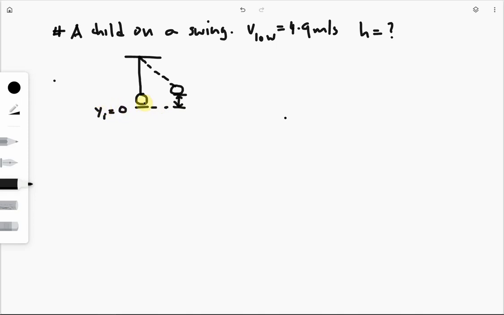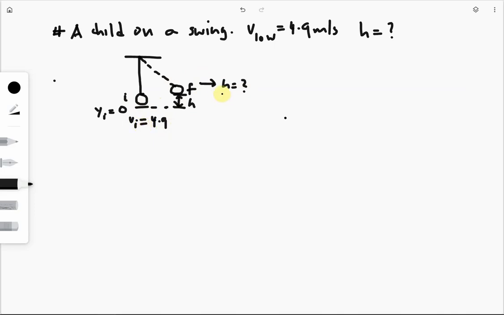All right, this is y equals 0, and this height, let's call it h. Okay, so this is the final position. This is final and this is initial. And we know in the final position we want to find height. We want to find this y coordinate, or the y displacement. And in the initial position, what do we know? We know that initially the velocity at the lowest point was 4.9 meters per second.